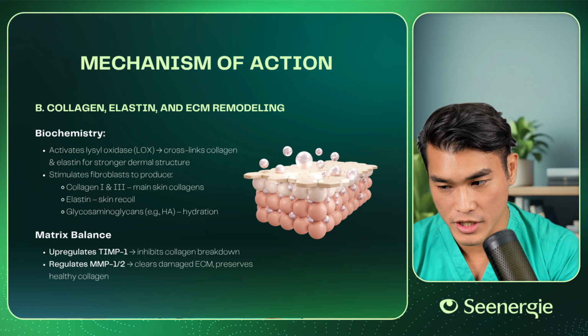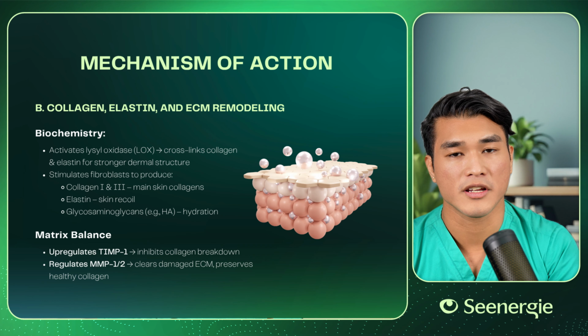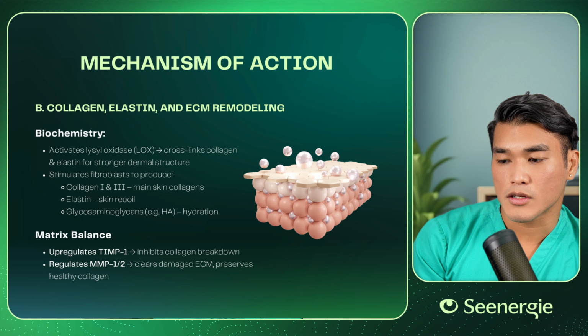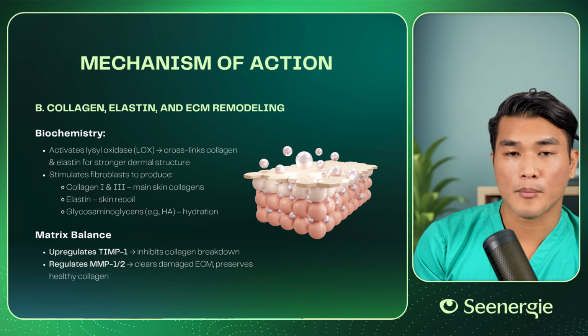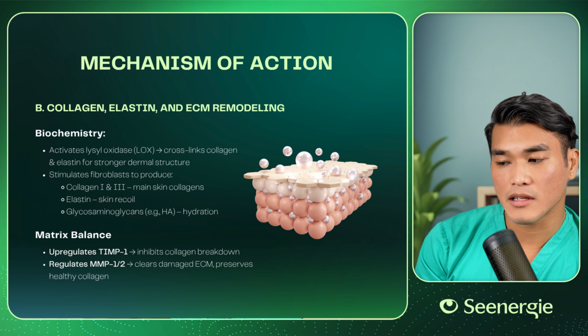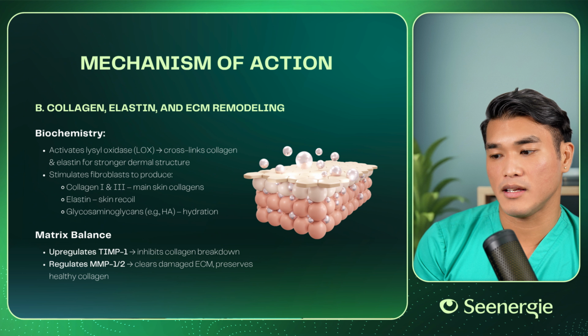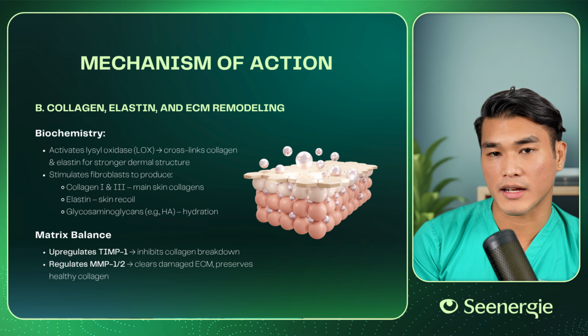So that's the first thing that GHK-Cu does. It has a lot to do with your gene expression and how your body is able to regulate your cells. On a second point, it's also very important for collagen and elastin and your extracellular matrix remodeling. What is the biochemistry of this? GHK-Cu binds copper and activates lysyl oxidase, which cross-links collagen and elastin for a stronger dermal architecture.